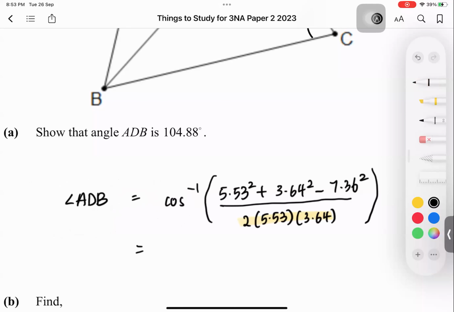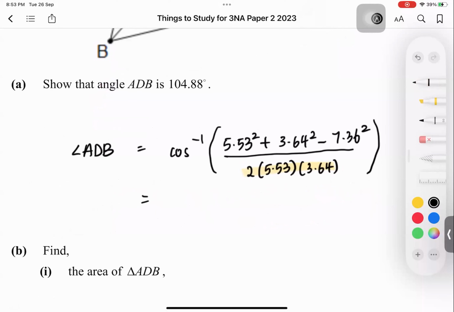This one, I don't know. Anyone quick, faster finger? Shift cosine. It should be the correct answer over there, right? Bracket, fraction. Press the fraction button, 5.53 square plus 3.64 square minus 7.36 square, over 2 bracket 5.53, then 3.64, close bracket, close the bracket, equal. Okay, 104.881, but really 104.88. Great, shown.